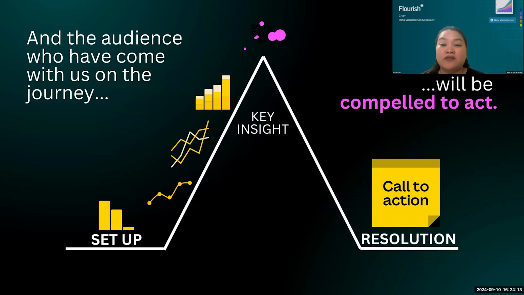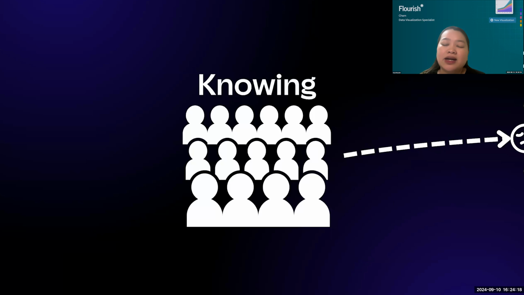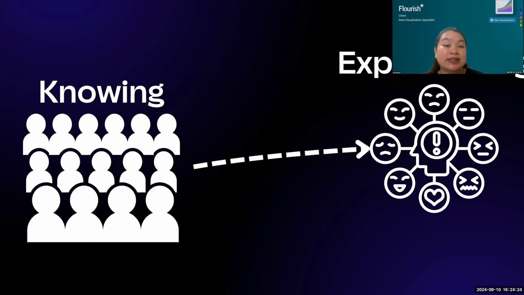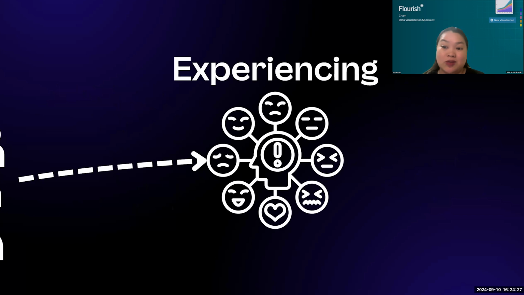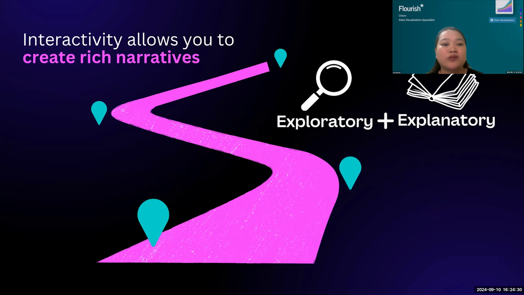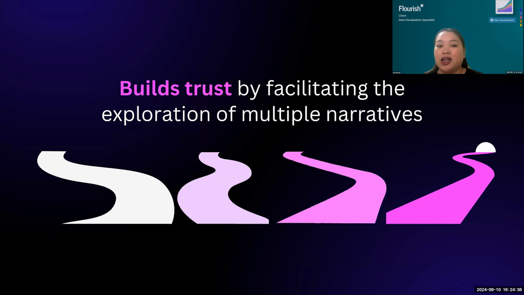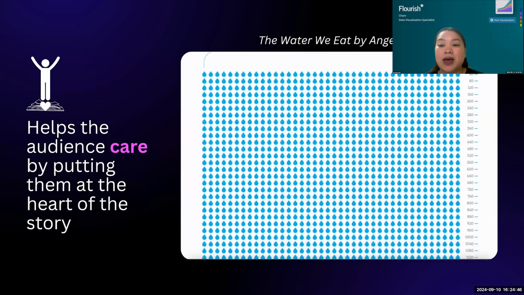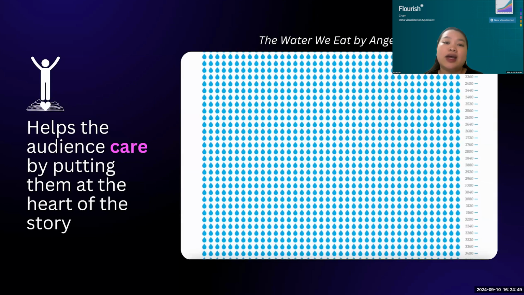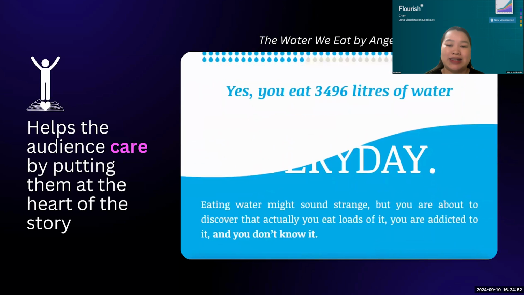A way to make a multiple visualization story effective is by leveraging interactivity. Interactivity helps the audience move from simply knowing to experiencing the story themselves, discovering the story themselves. And with that, we're able to create rich narratives, just like the examples that we saw earlier on. That builds trust by helping the audience learn, get more context, and explore multiple narrative paths that are available, which puts them at the heart of the story once again, where they hopefully now care more about the story's message.